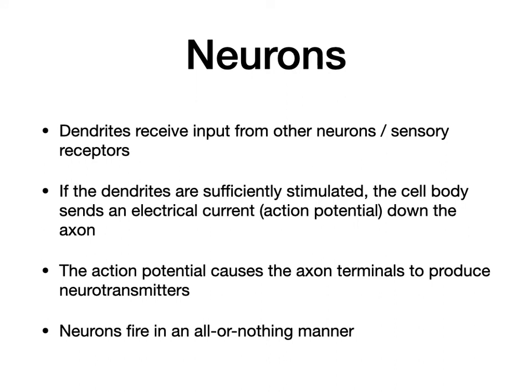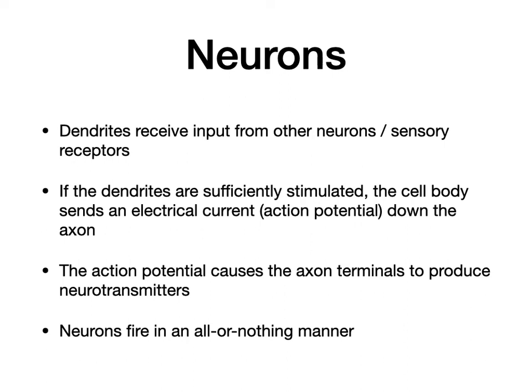When you're looking at the way neurons work with each other, the dendrites receive the input from the other cells. Once they're sufficiently stimulated, the body will send that current, the action potential, down the axon. That action potential causes the axon terminals to produce neurotransmitters, which are caught by the next cell. Most importantly, it's an all or nothing type thing. You can still measure quantity in terms of how rapidly a neuron is firing, but essentially it's firing or it's not. So that's the biology, the basic version of how neurons do their neuron thing.